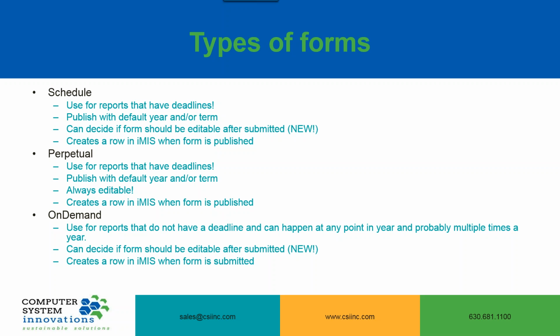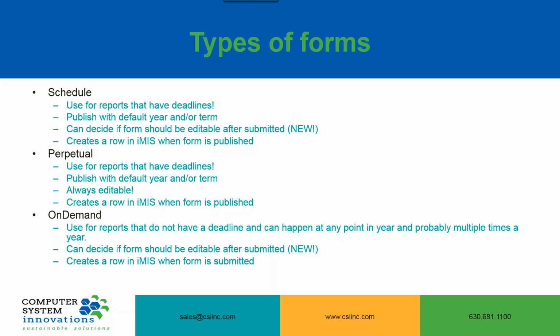Now, schedule and perpetual require a little bit of extra work on your part because we need to go in and publish a new one for each of the periods that they need to submit. So if they are submitting twice a year for fall and spring, I'm publishing a form for fall and I'm publishing a form for spring. But like we talked before, we can put that publish date or effective date in the future.